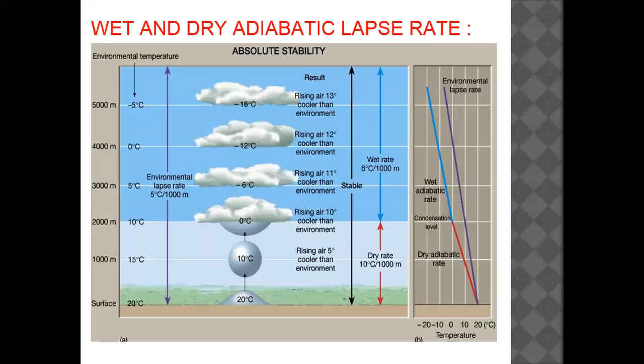One interesting fact is that in the wet adiabatic lapse rate, for every 1,000 meters change in altitude, the temperature change should be 6 degrees centigrade. But for the dry adiabatic lapse rate, for every 1,000 meters change in altitude, the temperature change is 10 degrees. So these are two different conditions depending on the moisture in the air.